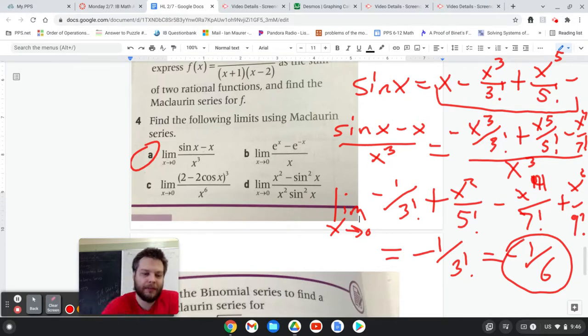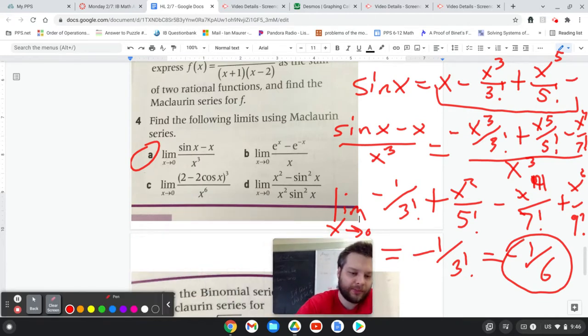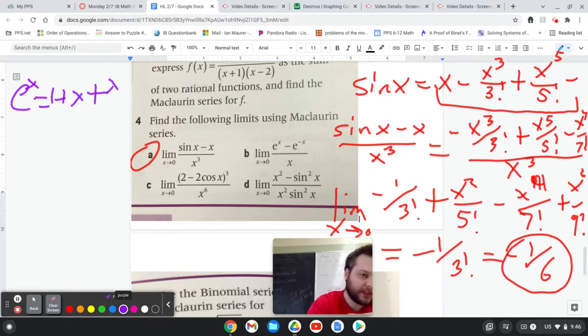Okay, same thing on part B. To be honest, part B is one that I would definitely have done L'Hopital's rule on because it only takes one of them, and then you're good. But to show it with Maclaurin series, I will just show remembering that e to the x can be replaced with 1 plus x plus x squared over 2 plus blah blah blah.